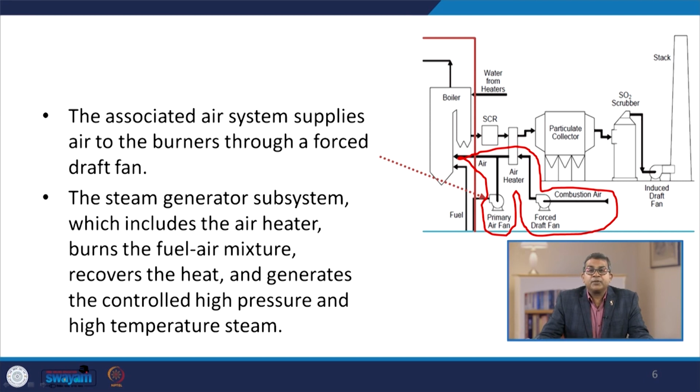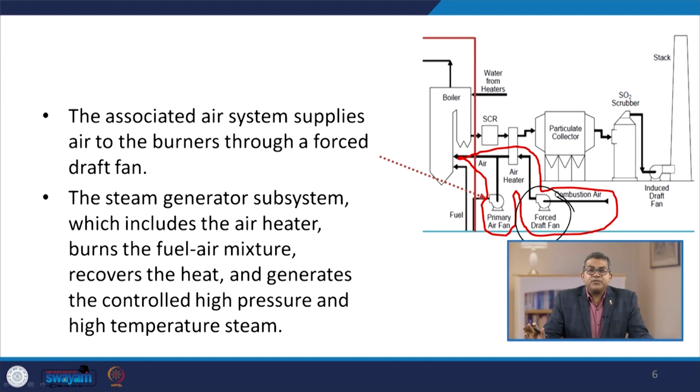When you have selected the fuel and dressed the fuel as per the requirement, the next aspect is the combustion air, because it's a combustion reaction and you need to supply the air, utilizing the fact that it contains 21% of oxygen. So the associated air system usually supplies air to the burner through a forced draft fan here.